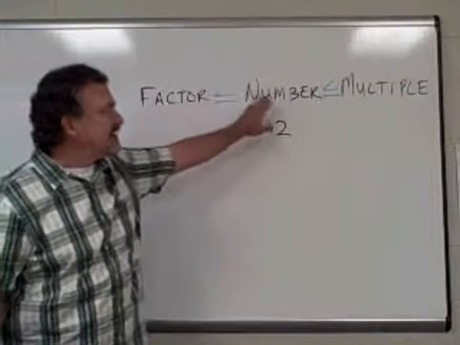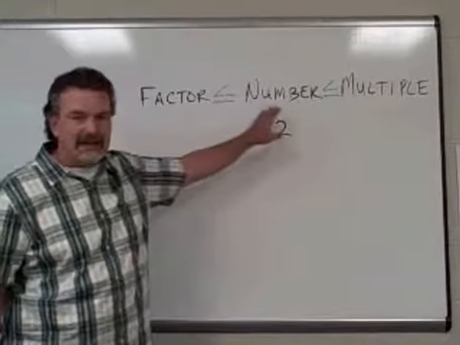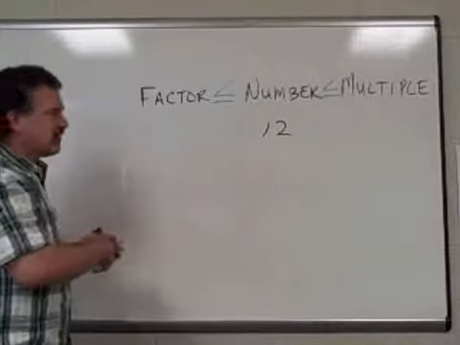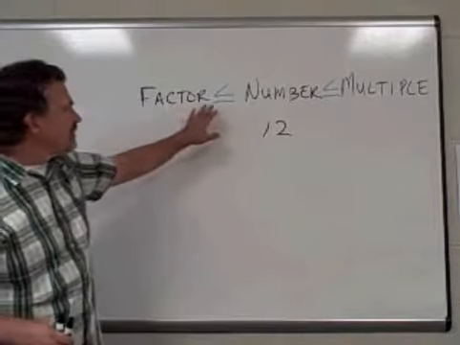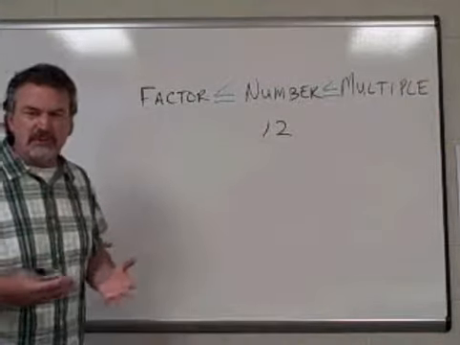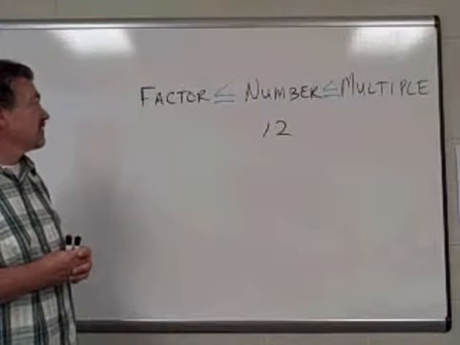Factors divide into a number. So if we think about the factors of 12, those numbers that are less than or equal to 12 that will divide into 12, we're typically talking whole numbers. We want to deal with whole numbers when we're finding the factors of a number.